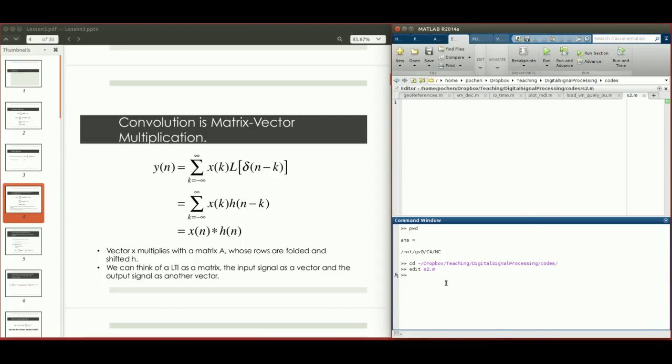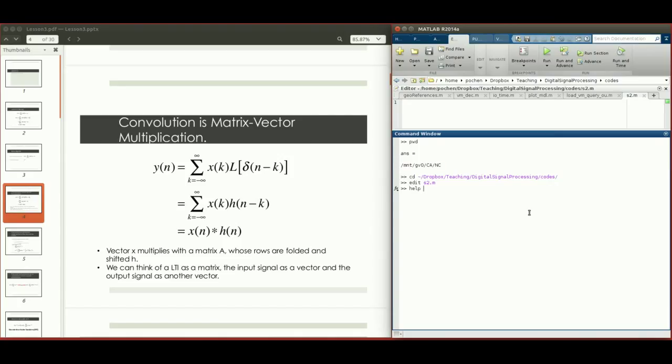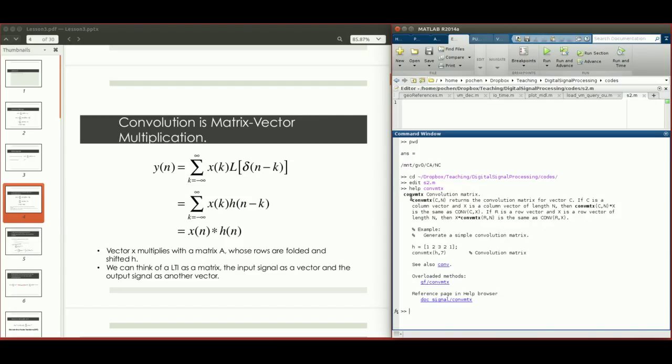It involves a particular function that's called conv mtx. If you haven't used it before, you can type help conv mtx. It's called convolution matrix. It's telling you that conv mtx is going to return the convolution matrix for vector c. If c is a column vector and x is a column vector of length n, then conv mtx(c, n) times x is the same as conv(c, x), you see, right?